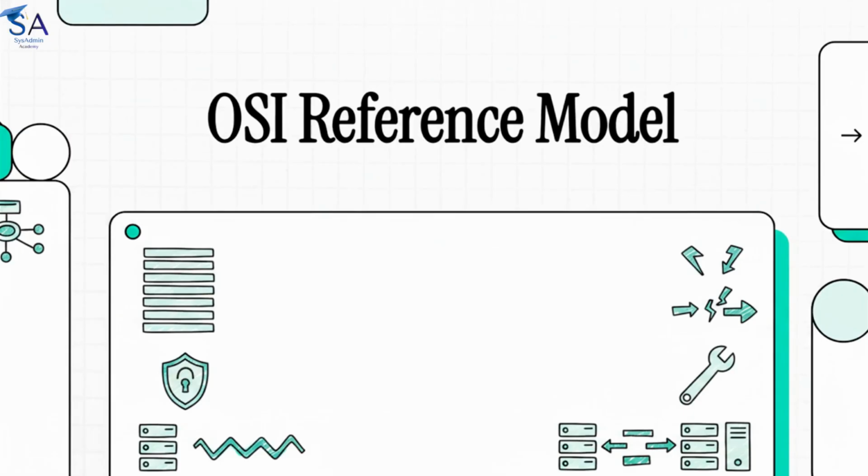When a server goes down or a user suddenly can't reach an application, knowing exactly how data travels layer by layer, that's what separates just randomly guessing from professional, precise problem solving. So let's break this down together.